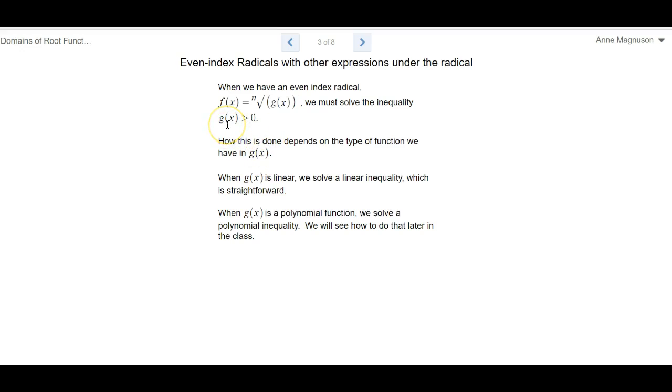But how we solve this inequality depends on the type of expression that g of x is. So we just saw a linear expression. We solved a linear inequality, and that's straightforward. We'll see later on in the class, when g of x is a polynomial function, how to solve a polynomial inequality.